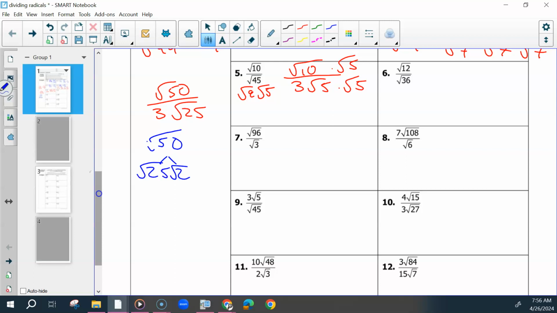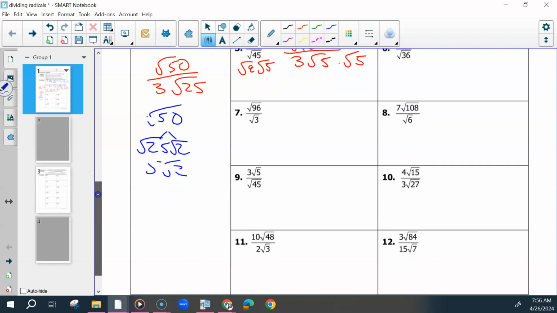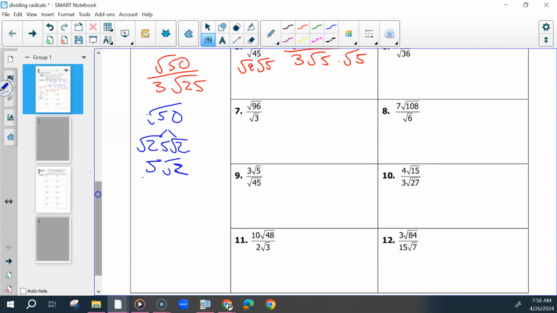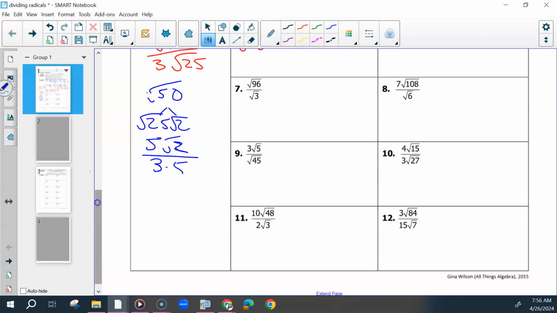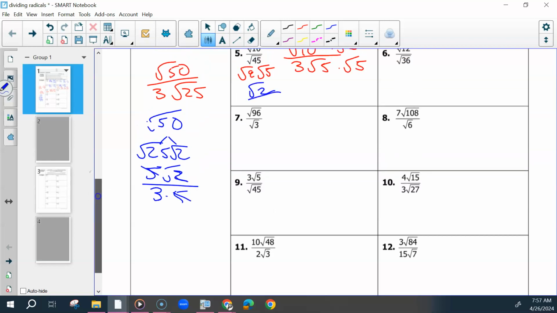So we have 5 times the square root of 2 in our numerator, and 3 times 5 in our denominator. You could do a couple different things, either multiply the 3 and 5 and then simplify 5 over 15, or just get rid of the 5s. So that our final answer would be square root of 2 over 3. You could multiply 3 and 5, but then you have to simplify.